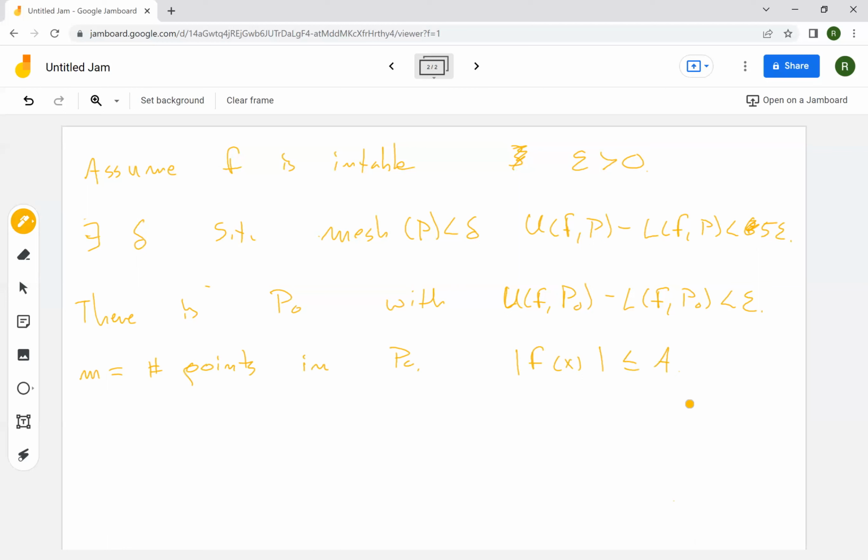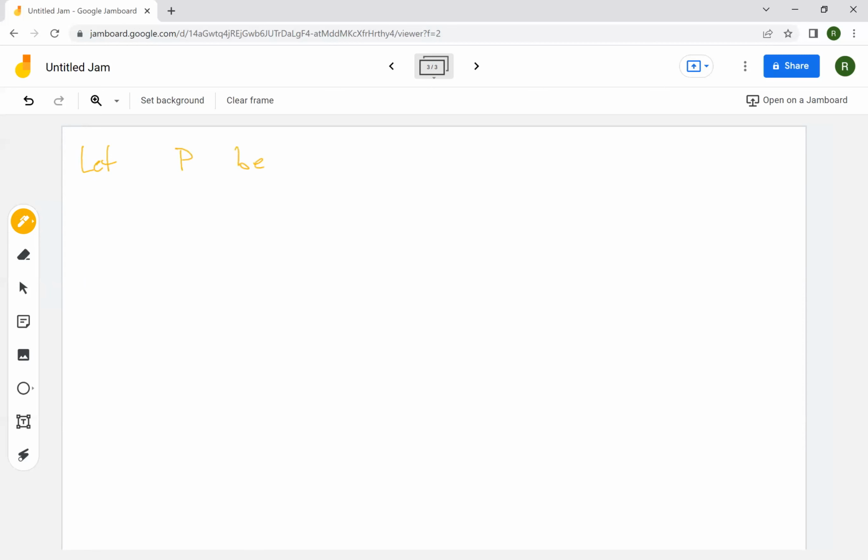And now I have to tell you what my delta is. So given an epsilon, delta is going to be equal to epsilon over m times A. Okay, so now I'm going to let P be any partition with the mesh of P less than this prescribed delta. Okay, so I'm going to now define Q to be a refinement of P. In particular, Q is going to be P union P naught.